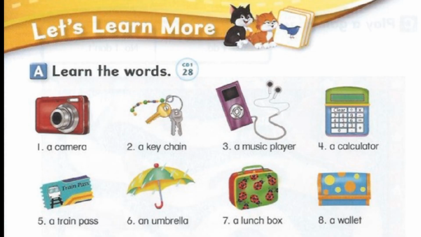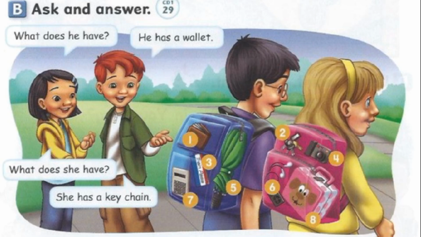Let's learn the words. Number 1, a camera. Number 2, a keychain. Number 3, a music player. Number 4, a calculator. Number 5, a train pass. Number 6, an umbrella. Number 7, a lunch box. Number 8, a wallet.